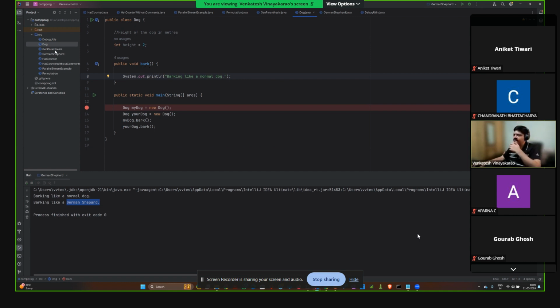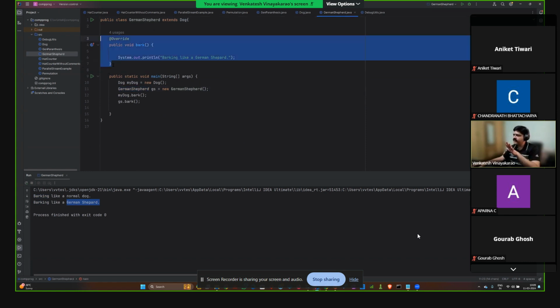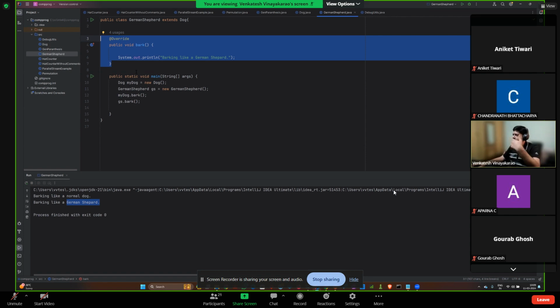But there is a German Shepherd, which is also a dog. Unless I say anything specific, it behaves like a normal dog. But if I say something specific, then it does that specifically. Okay. So that's what it is.